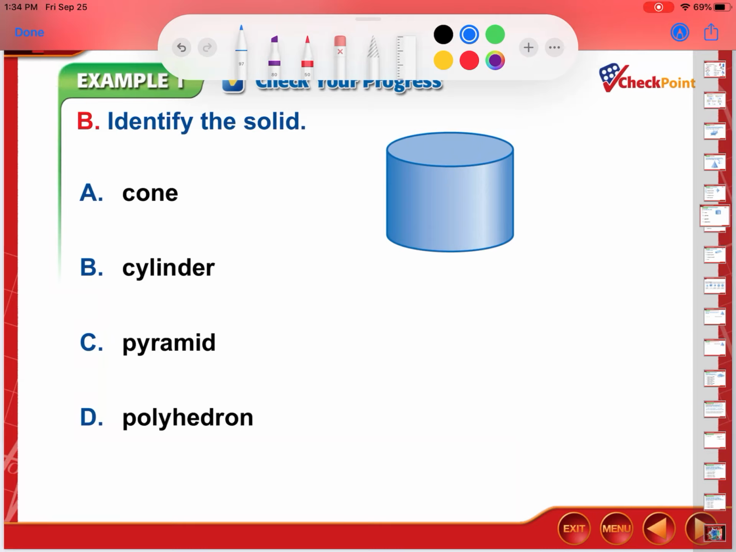Ooh, this one looks like a cone. Oh, but wait, there's no points, so it can't be a cone. Oh my goodness. There's no points, so it can't be a pyramid or a polyhedron either. It must be a cylinder. Oh. Identifying shapes is fun.